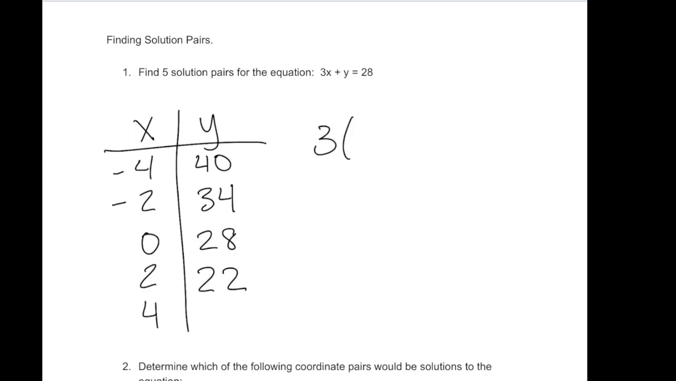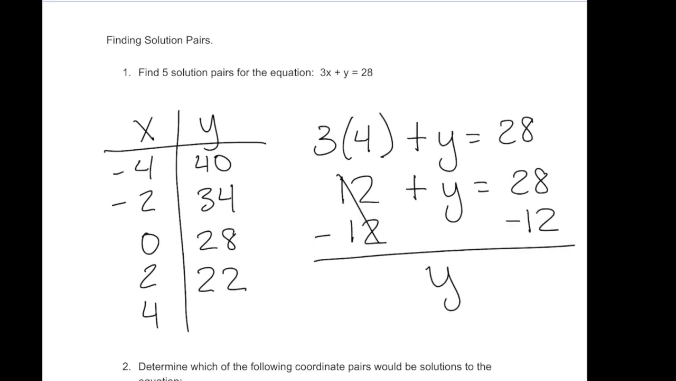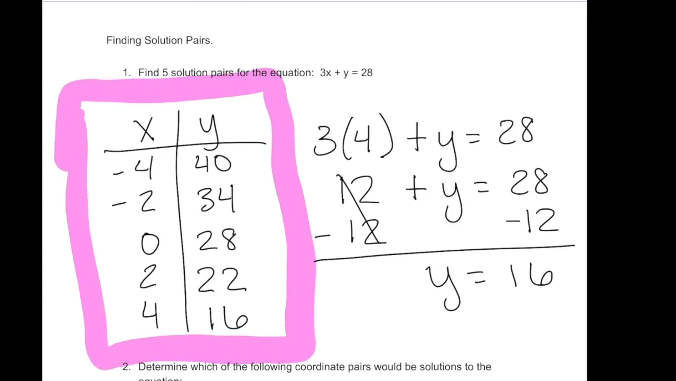Next, we have 3 times 4 plus y equals 28. 3 times 4 is 12, plus y equals 28. Subtract that 12 because it's positive and we need to cancel it. Y equals 16. When x is 4, y is 16. So when you have questions like that, that's all it's wanting you to do. Simply choose whatever values you want for x and then solve for y. I usually always do the -4, -2, 0, 2, 4, because then I'm always getting some negatives and some positives.